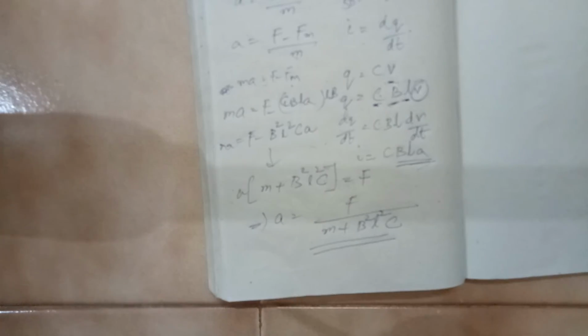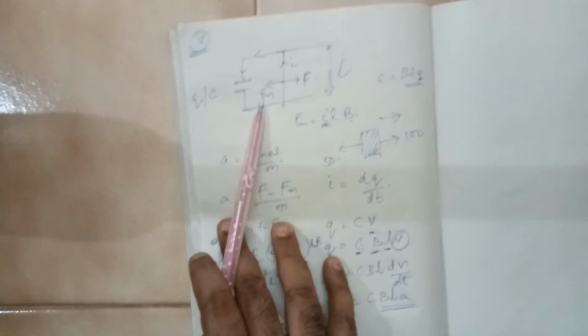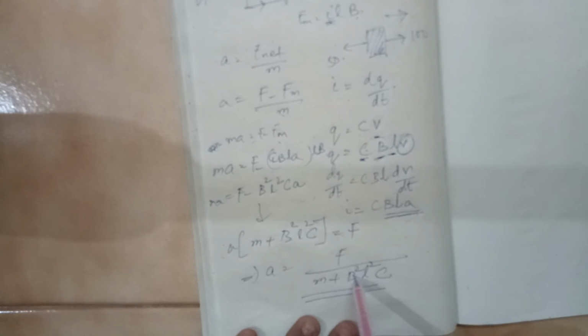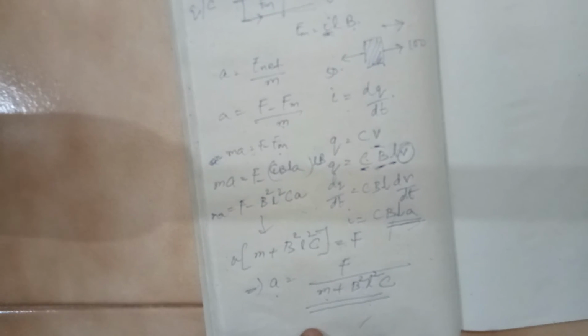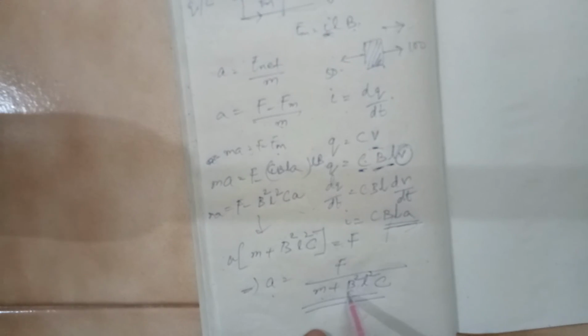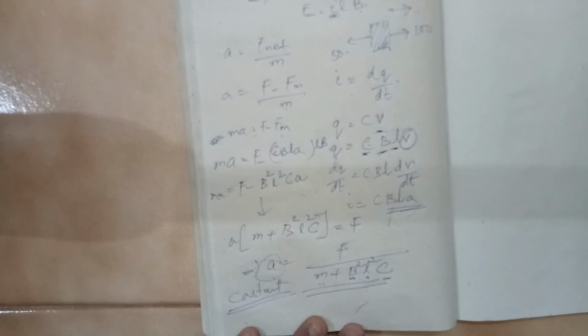If you observe this equation, if there was no capacitance, there were no capacitor plates, this term would have been 0. That means acceleration would have been F divided by m. Now because of this, what is happening to the acceleration? Is it increasing or decreasing? It is actually decreasing. And is it constant? It is constant because B is constant, L is constant, and C is constant. Mass of the wire is constant, and you have applied a constant force. So this acceleration also is a constant acceleration. Okay.